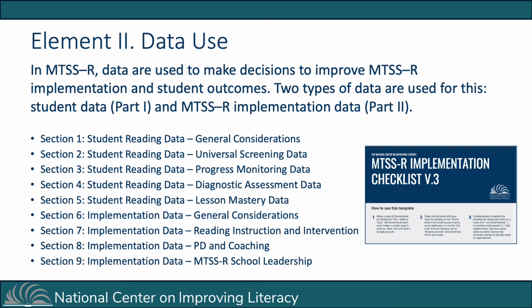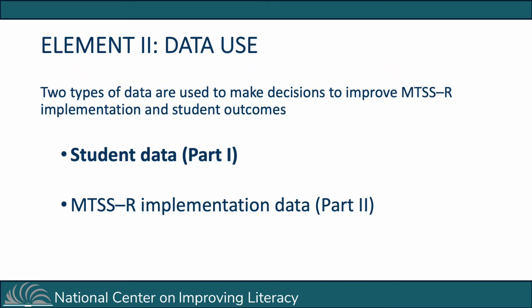In this section of the MTSS-R checklist, there are 9 different sections. The first 5 sections cover student reading data, and then the last 4 sections cover implementation data. So let's look at these 2 types of data that are used to make decisions. And let's start with part 1, student data.